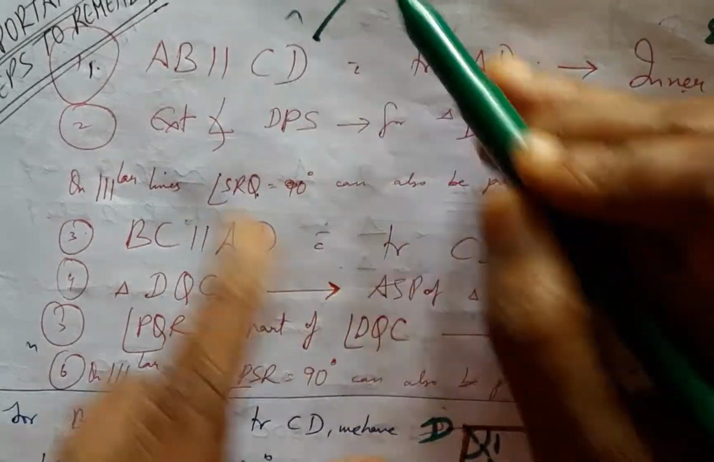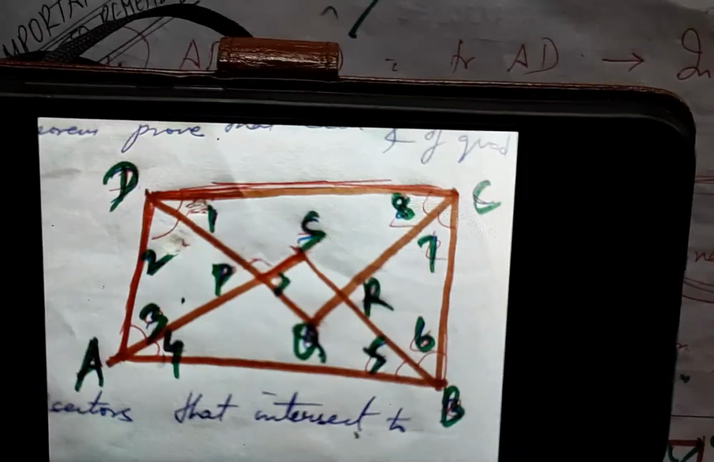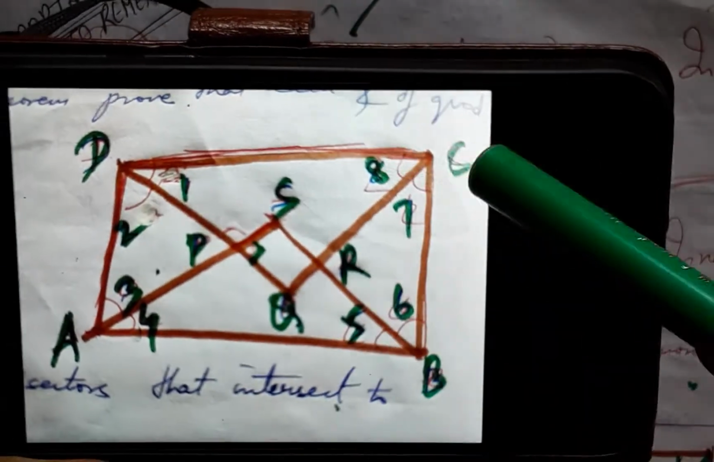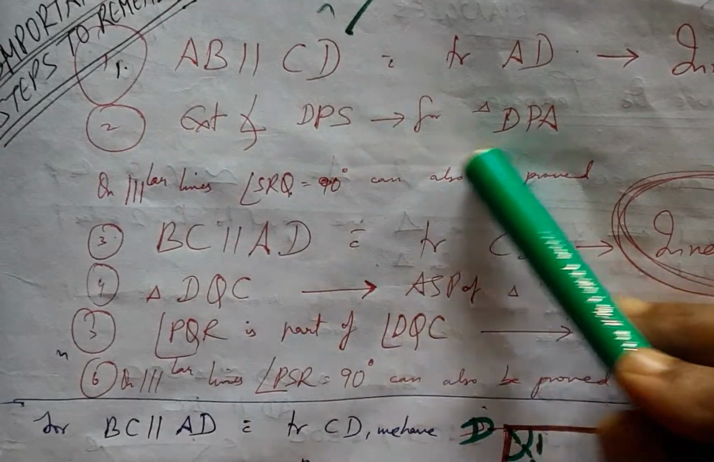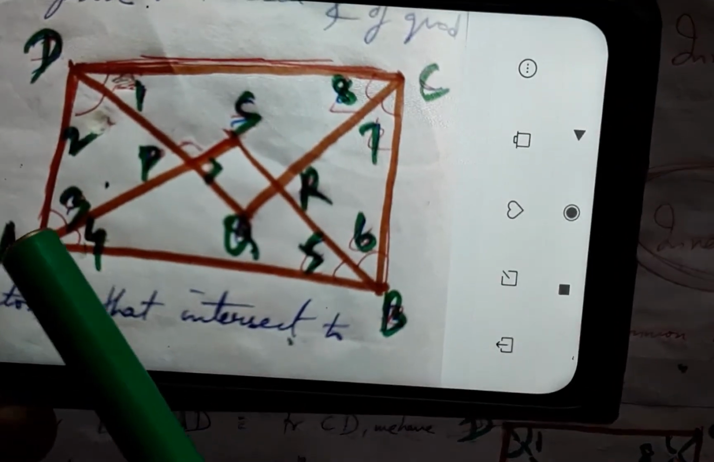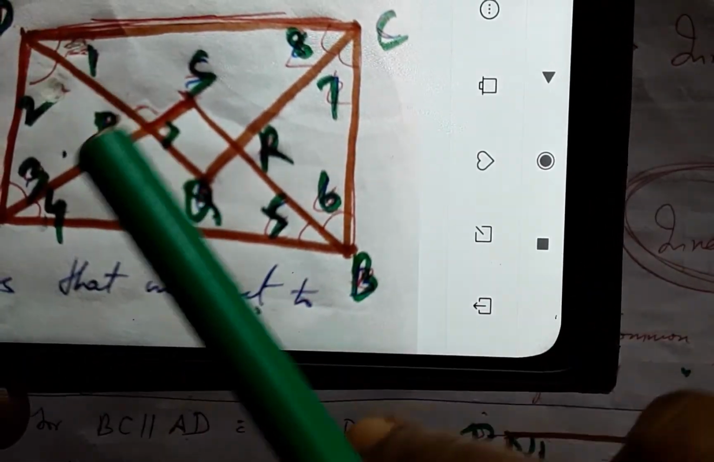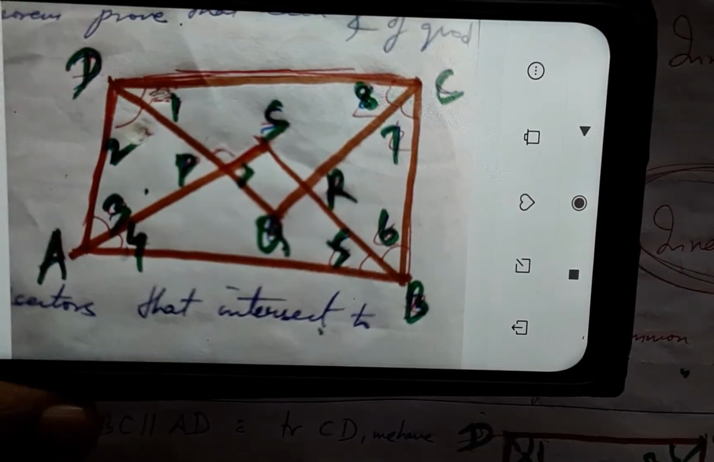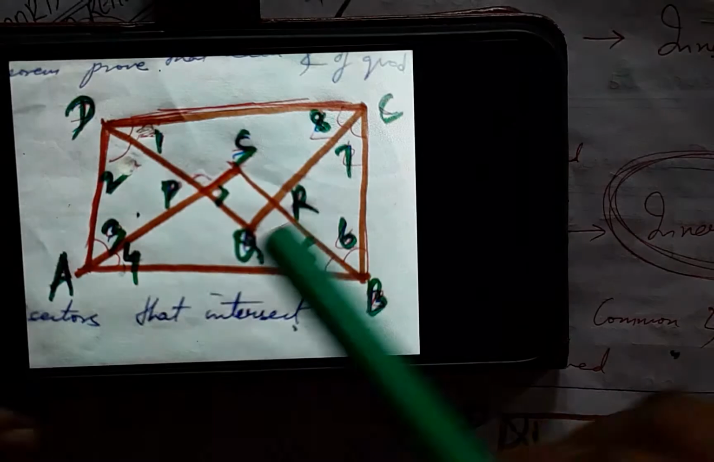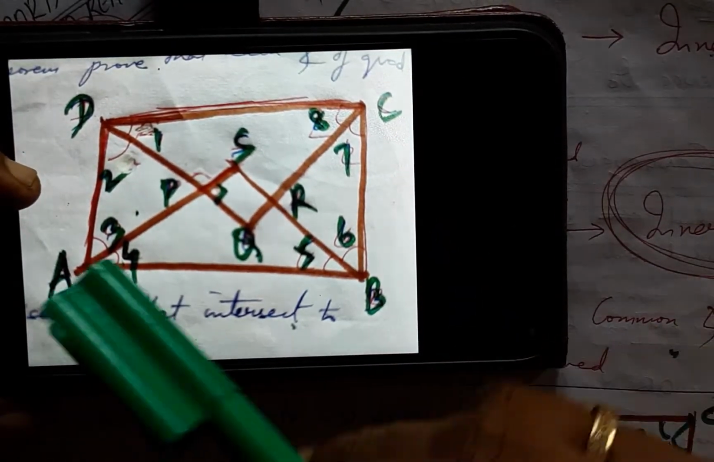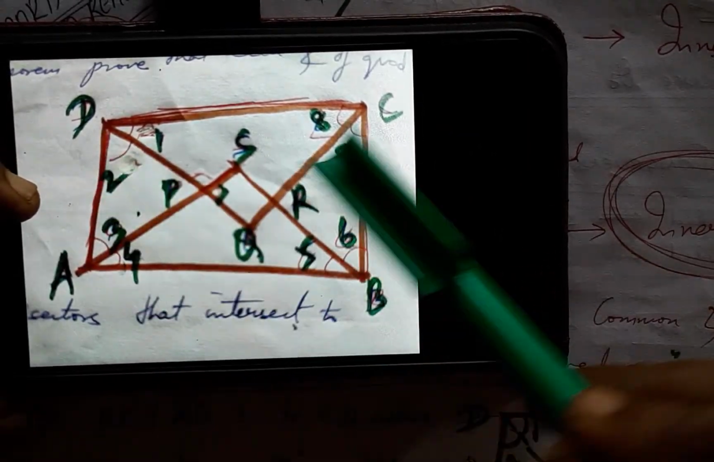The first step being AB parallel CD with transversal AD, which can be seen here. That is the first. Second is external angle DPS for triangle DPA, the next step, and BC parallel AD with transversal AB. Herein, since this is a bisector and this is a bisector, all we need is 2 and 3 and 7 and 6.